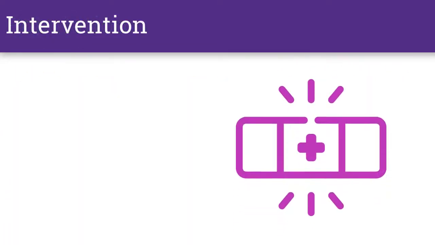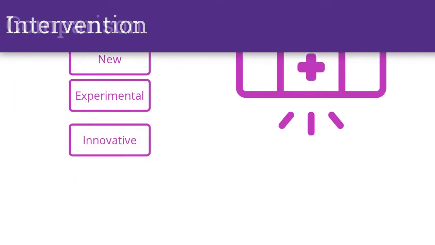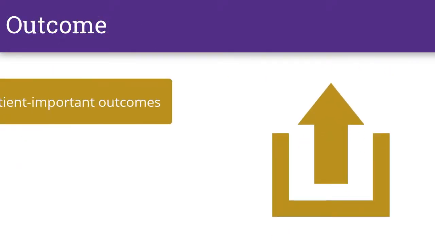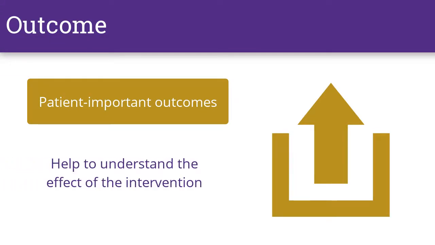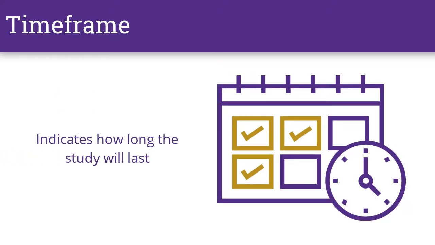The intervention is a controlled exposure that is often new, experimental, or innovative. The comparison group is an alternative exposure or placebo, no treatment. Outcomes of interest are the patient-important or surrogate outcomes that will help us understand the effect of the intervention. Finally, the time frame is specified, which indicates how long the study will be carried out.